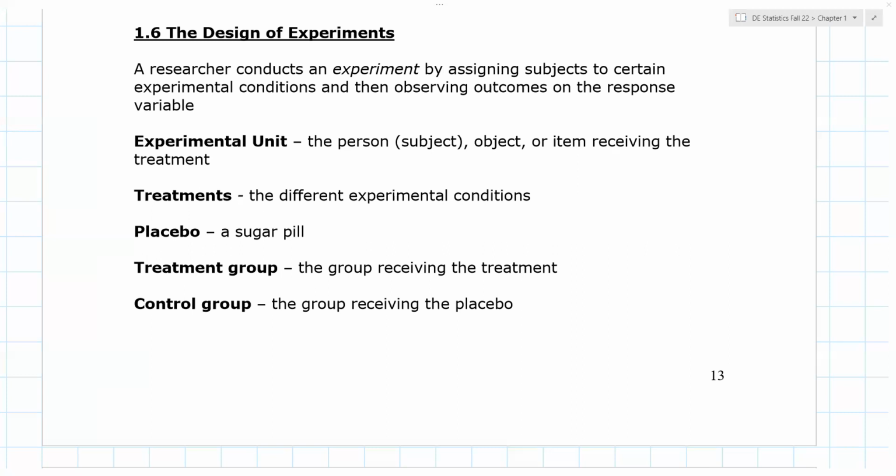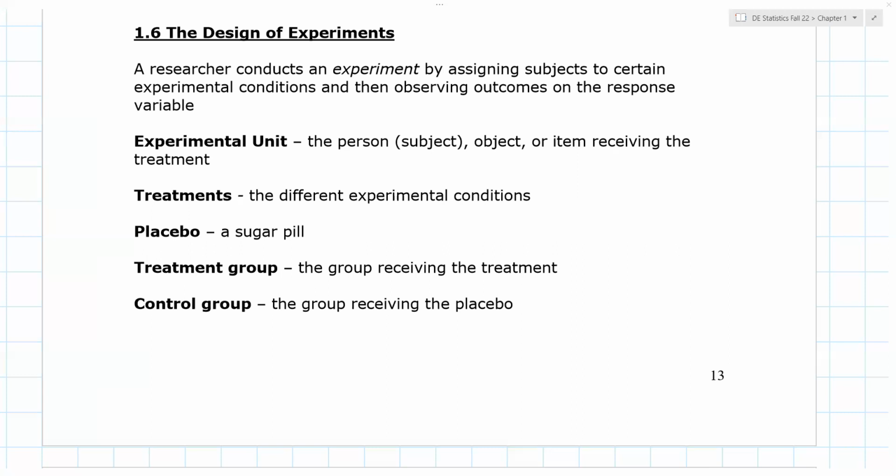So let's go over some variables. We have experimental unit, and I talked about that. That is the subject of the experiment, whether that's a person or an animal, a mouse, a monkey, it could be a car, it could be anything. But that is an experimental unit when we're dealing with experiments. They're the things that are being tested upon.